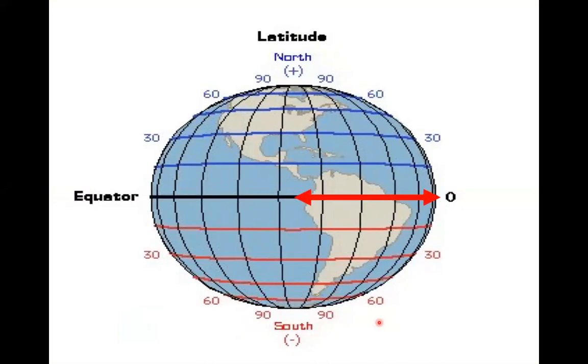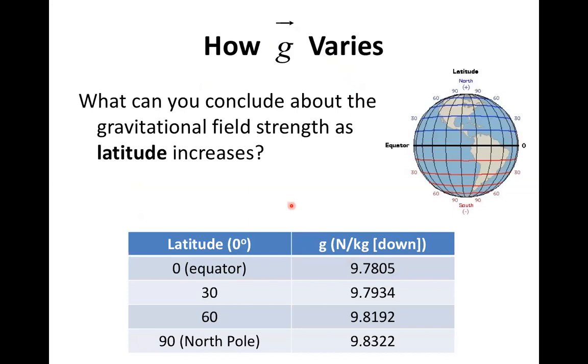And notice, for example, that the distance from the center to the North Pole is smaller than the distance from the center to a point on the equator. So if you're closer to the center, you have a greater field strength. So at the North Pole, you would expect to have a greater field strength because you're closer to the center. Let's look at how g varies with latitude. So as latitude increases, the gravitational field strength also increases. And when you're increasing latitude, you're getting further from the equator.